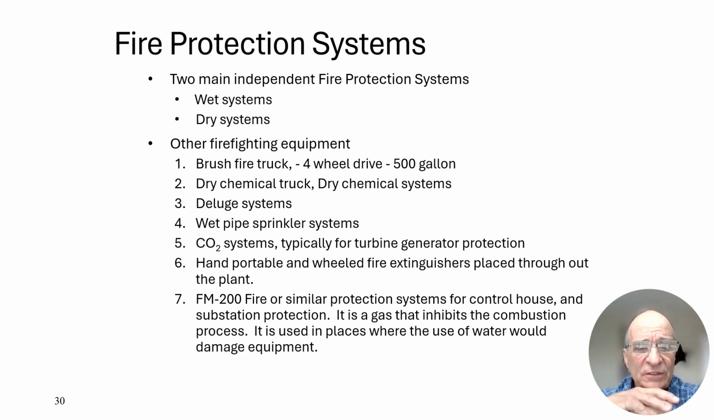FM-200 or similar protection systems are used for control houses and for substation protection. FM-200 is only one of many types of gases that inhibit the combustion process. It is used in places where water would not be used because the water would damage the computer systems in place.